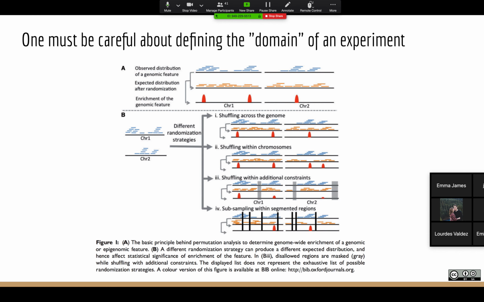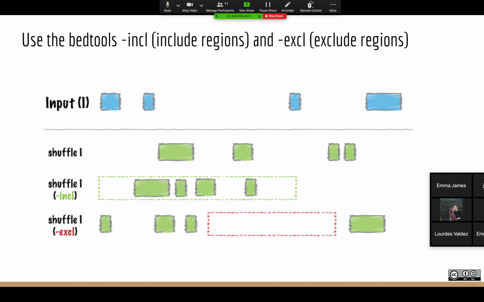Okay, if there's no concerns about that conceptually, I just want to show how you do that. So with Bedtools, there's 2 different options: Include, INCL, and Exclude, EXCL. Here's a schematic of how that works from the Bedtools documentation. Here's 4 intervals in their native locations. If you shuffle them, they'll go to 4 random locations. Their size will remain the same.